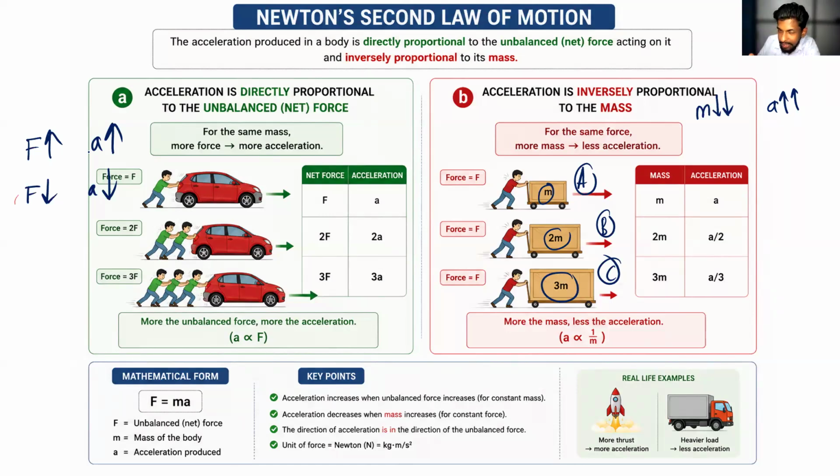Here we are discussing the inversely proportional, right? Mass got decreased, so acceleration increased. This is called inversely proportional. And for this one, if the mass increases, we can see here the acceleration decreases. So when the mass got increased, acceleration got decreased. This is called inversely proportional, vice versa proportional.